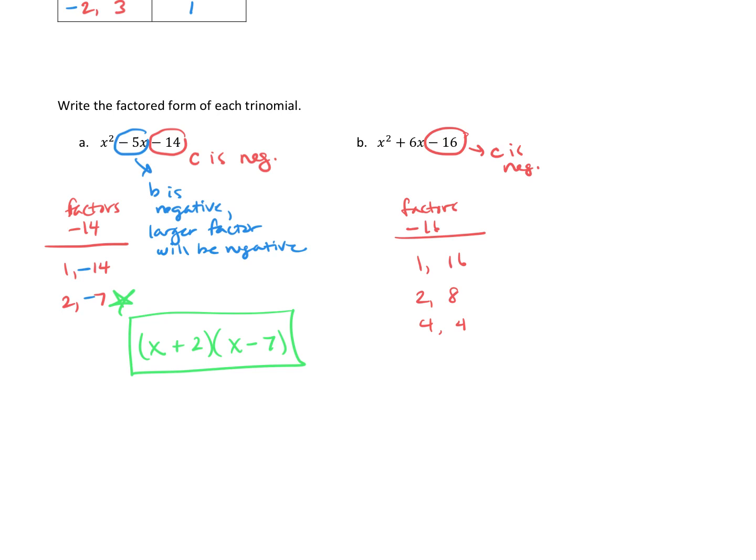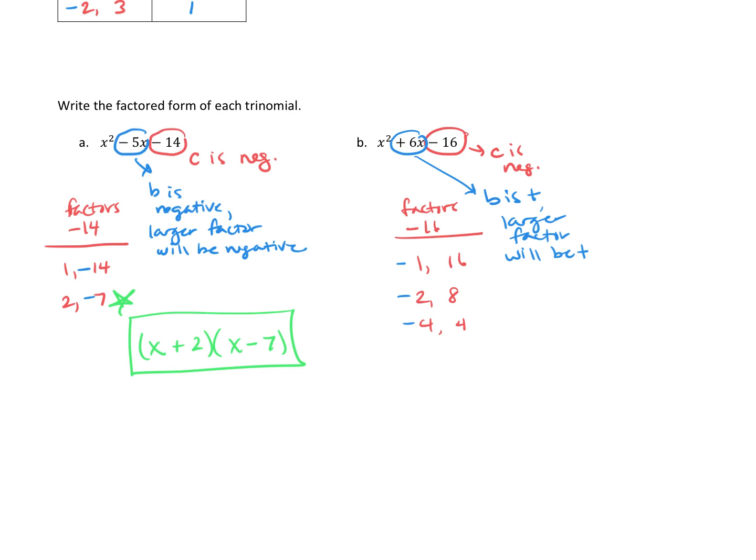Now we look at the b value. B value is positive. I'm just going to put a plus sign for b value is positive. So that means the larger factor will be positive. If the larger factor is positive, in this column right here, that means the small ones must be negative. So we will put negative signs on the small factors.